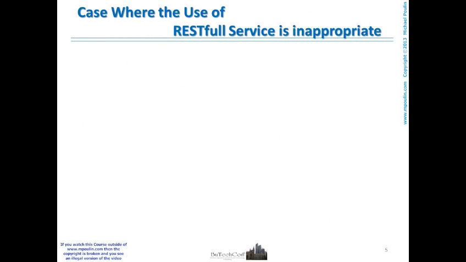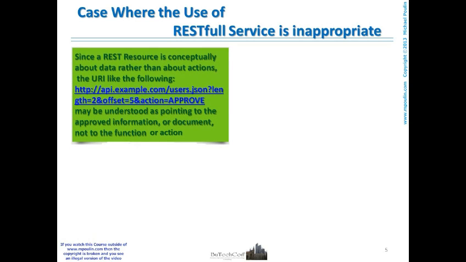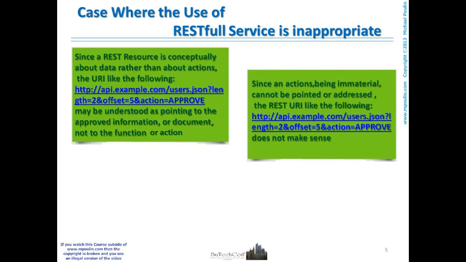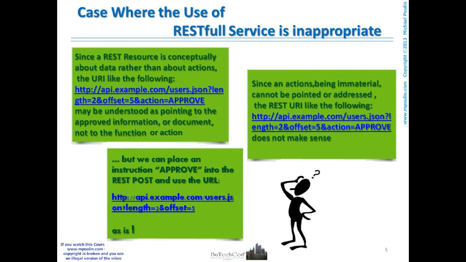Case where the use of a RESTful service is inappropriate. An action can be sent via a REST request as a GET parameter, but like any parameter, it has to address a resource. Well, an action is not a resource. An action can produce a REST resource, but this is potential and cannot be pointed to by a URI. What if we place an action into the REST post load? Wow, but would it still be REST?